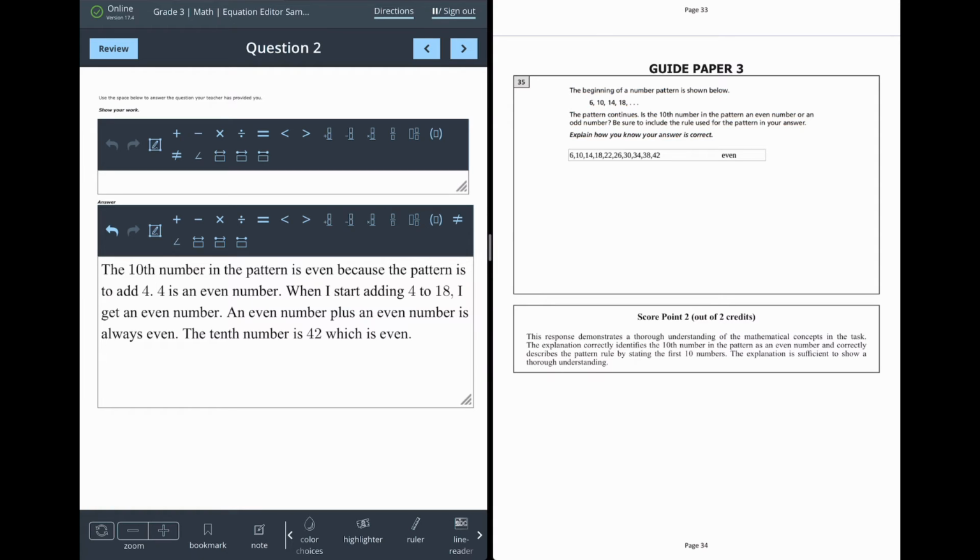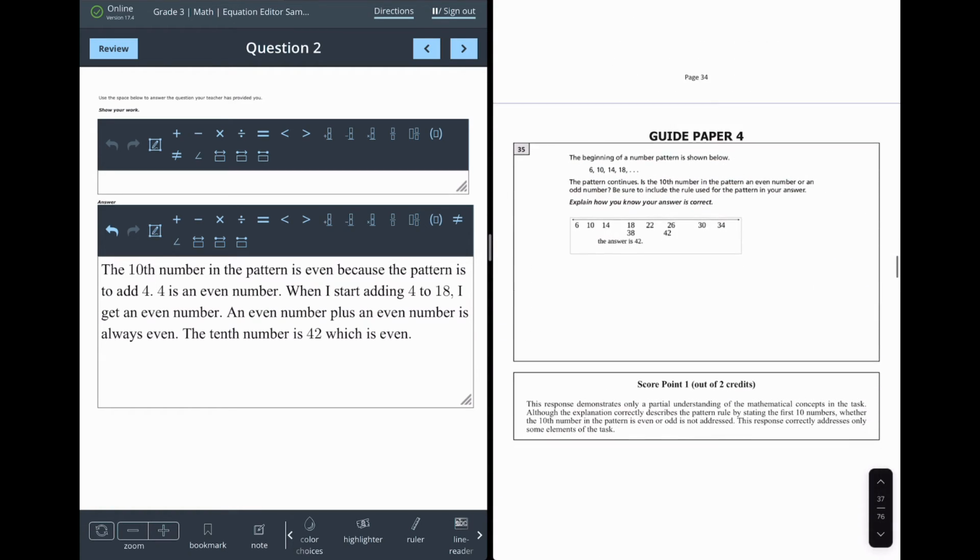So let's look at this next one. This one's interesting. This kid only gets 1 point. He goes all the way to 42, but because he doesn't say his answer is even, he only gets 1 point. So hit pause and check your work and practice writing down this answer so you can feel what it's like to type an answer like this in the equation editor. How would you answer this? Do you want to list the numbers or would you explain it in words?